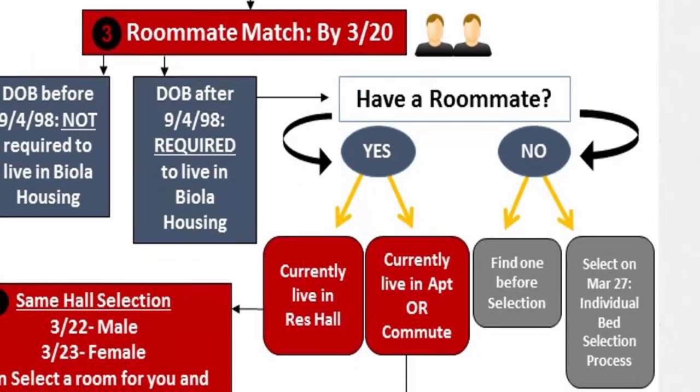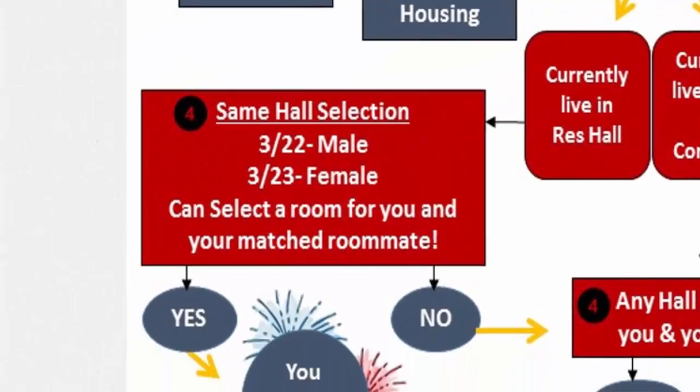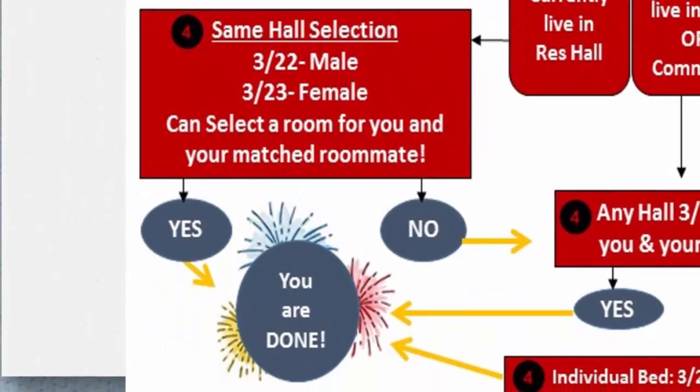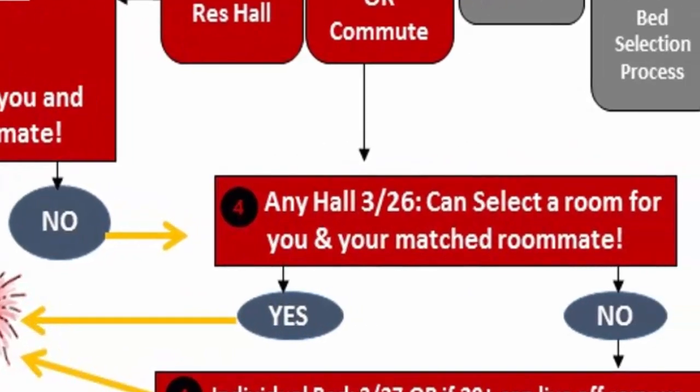If you do have a roommate and currently live in Alpha, Blackstone, Hart, Hope, Horton, Sigma, Stewart, or Thompson Hall right now, you will get a room selection time for same hall selection. After same hall selection is over, if you want to try living in a different hall, or if you are currently a commuter or apartment resident, you will get a room selection time for any hall.